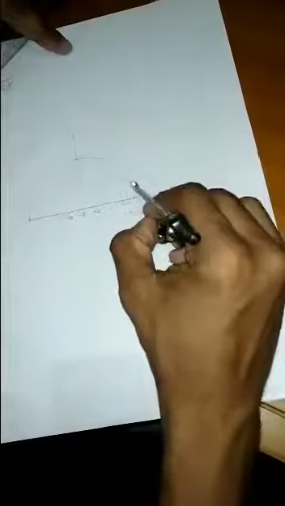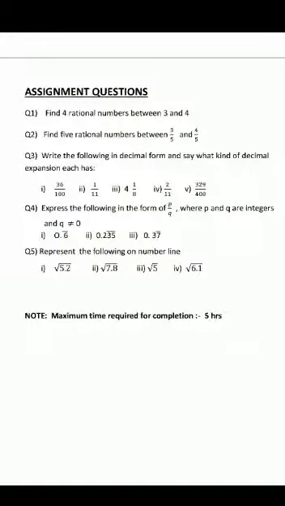Now we need to put 6.8. Starting from 0 and ending where that arc touches the line, till you join, that will be root of 6.8. That is our drawing of root 6.8. That is how we represent irrational numbers. Now these are the questions you should do as assignment at home.